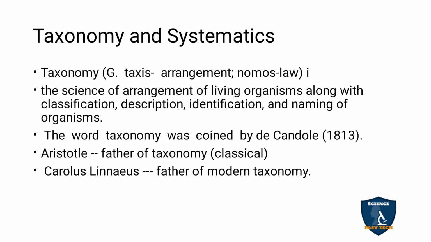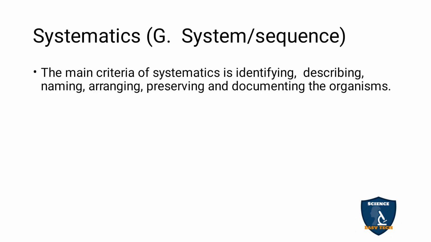So it is a big one here. They had given arrangement of living organisms along with classification, description, identification and naming. Instead of that, you want these 3 points, 3 words: naming, identifying and classifying of living organisms is called taxonomy. So the word taxonomy was coined by D. Candolle in 1813. And Aristotle is the father of classical taxonomy. And Carolus Linnaeus was the father of modern taxonomy. They may ask in 1 mark.